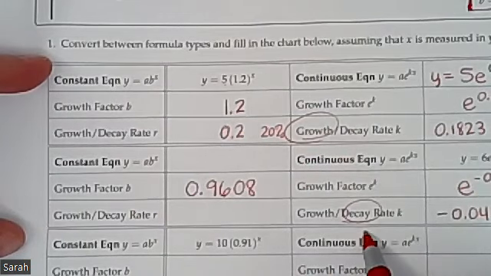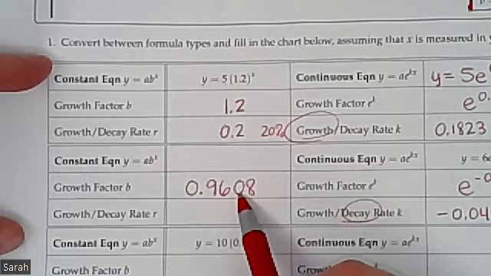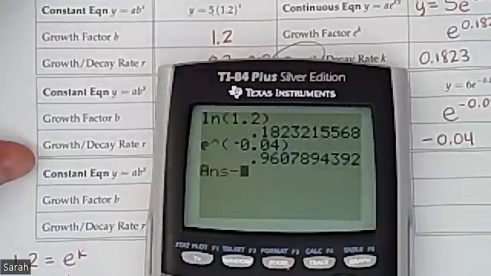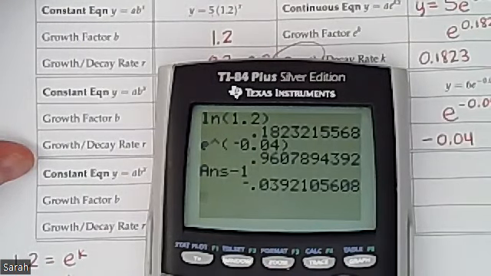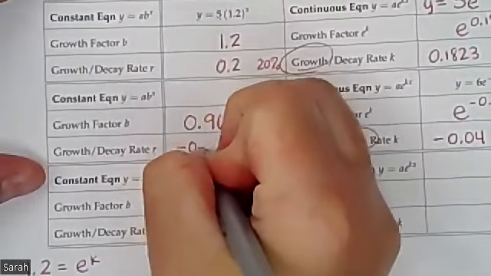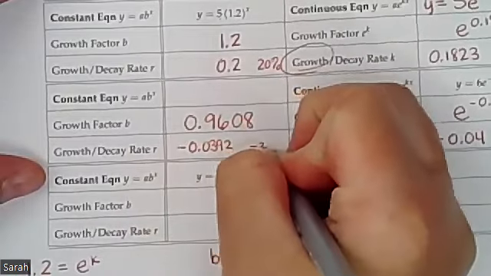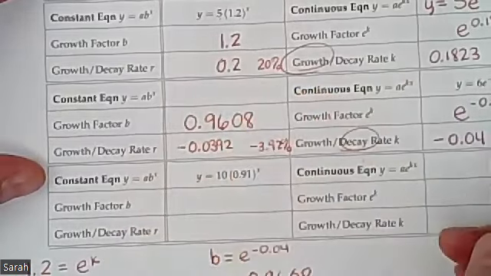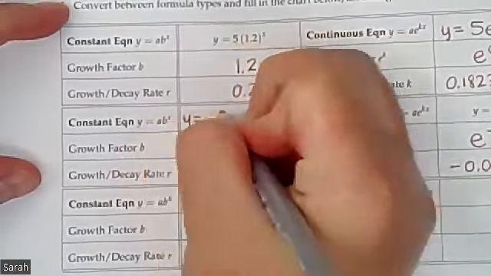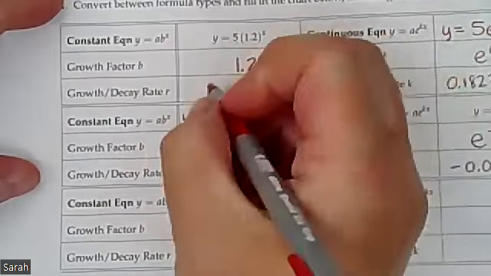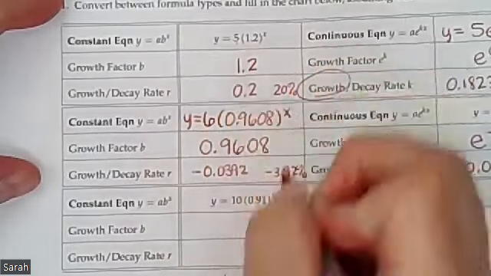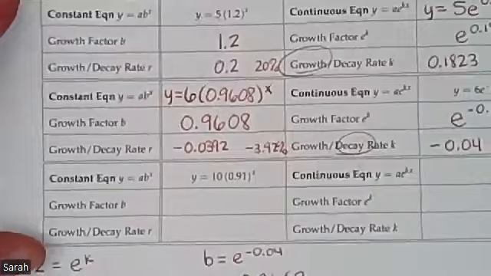Okay, and that is what we would expect. We already noted that it was decaying, so I would expect that b is going to be a number between 0 and 1, which is what I have. And then to get r, I'll subtract 1 from that. So I get negative 0.0392, or negative 3.92%. So again, close to the negative 4%, but not exact. And then the equation is going to be y is equal to ab to the x. So my a was 6, and I'll keep that, and then 0.9608 to the x.